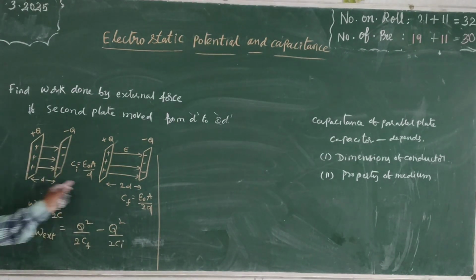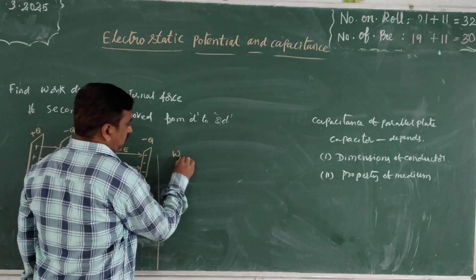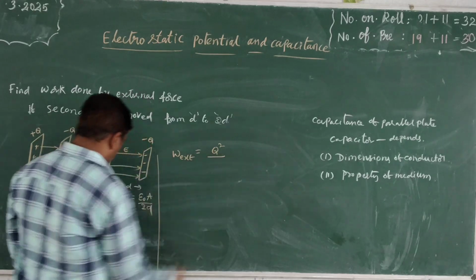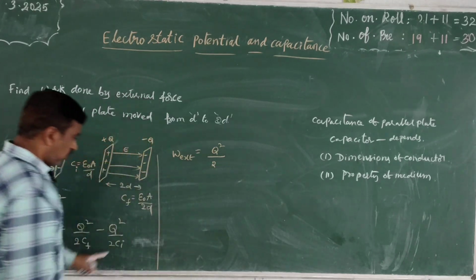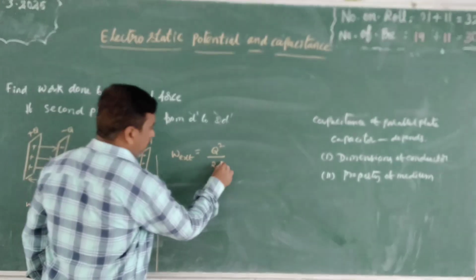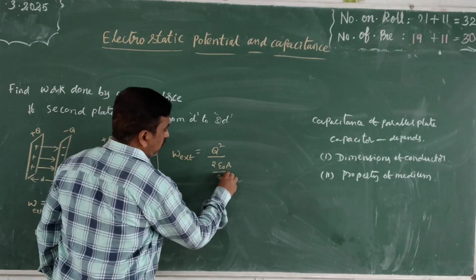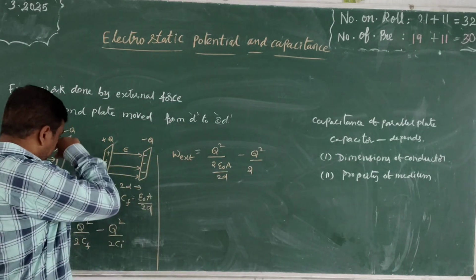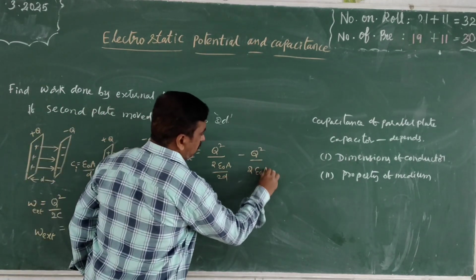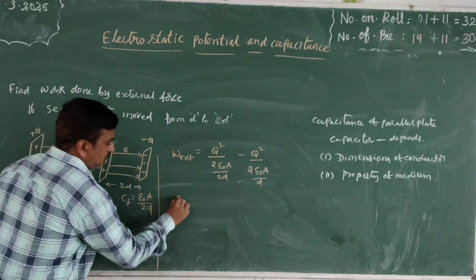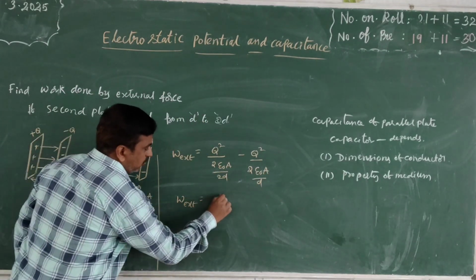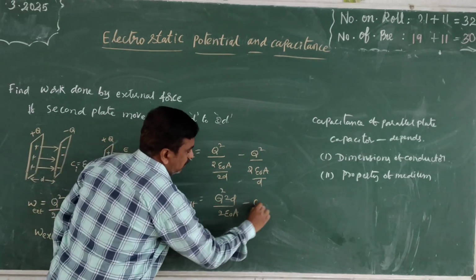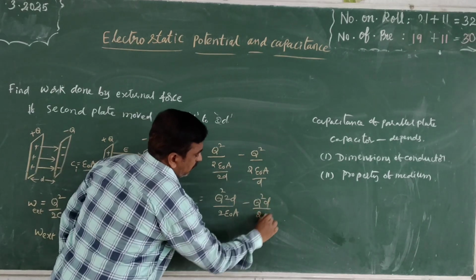Now, this minus this, we can write the work done by the external agent or external force equal to Q square by 2 times the final, which is epsilon naught A by 2d, minus Q square by 2 times the initial, which is epsilon naught A by d. It changes to the numerator: work done by the external force equals Q square 2d by 2 epsilon naught A, minus Q square d by 2 epsilon naught A.